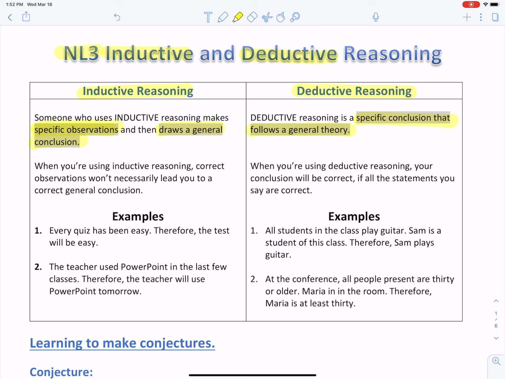Okay? So when I look at this first example, every quiz has been easy, and then I'm going to make a conclusion that says, therefore, the test will be easy. But we know that this may or may not be true, but just based on the observation, the quizzes have been easy so far. We'd assume that the test will be easy, but that's just based on the observations.